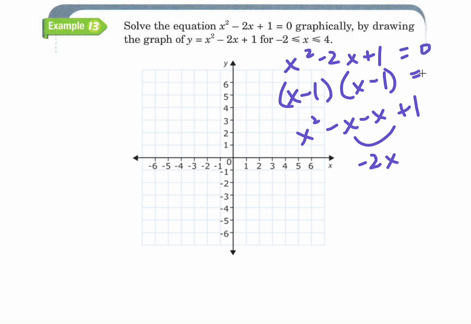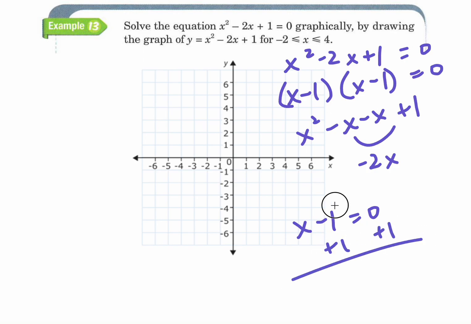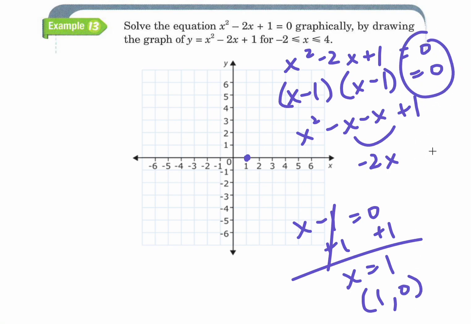Now remember, if that's set equal to 0, then we just set both of them, which are the same, equal to 0, and then you end up with x equals 1. Just one answer. So it's going to meet the x-axis at x equals 1 and y equals 0, because remember, we had set y equal to 0. So it has one root.